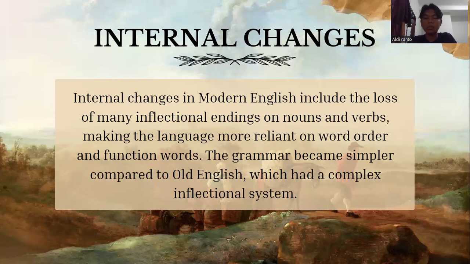So that means a long time ago, English had many rules and endings that make words more complicated. For example, there were many ways to change a verb or noun. But now, English is simpler. We don't need to add many endings to words, and we usually put the words in a certain order so the meaning is clear. Like subject, we put first, and then we put a verb in the second part, and object as the last part.